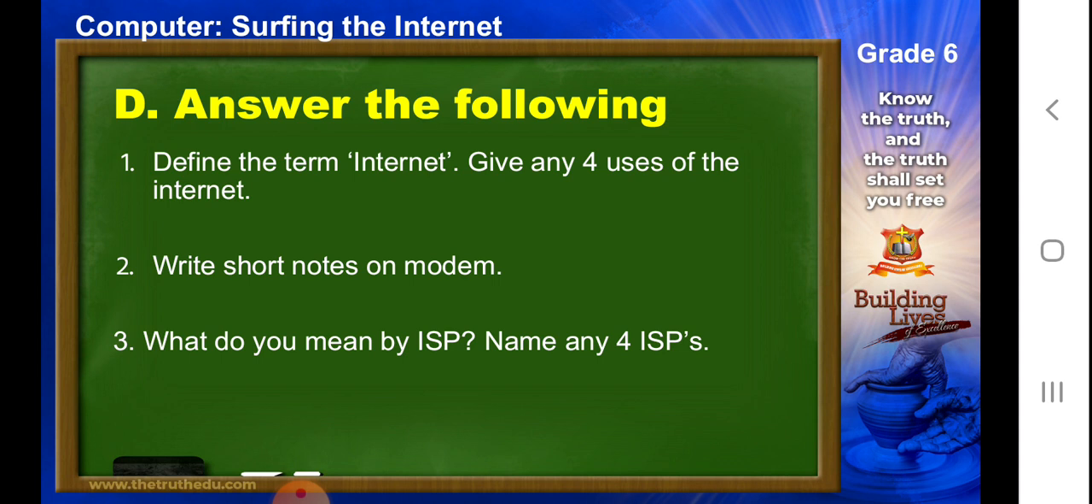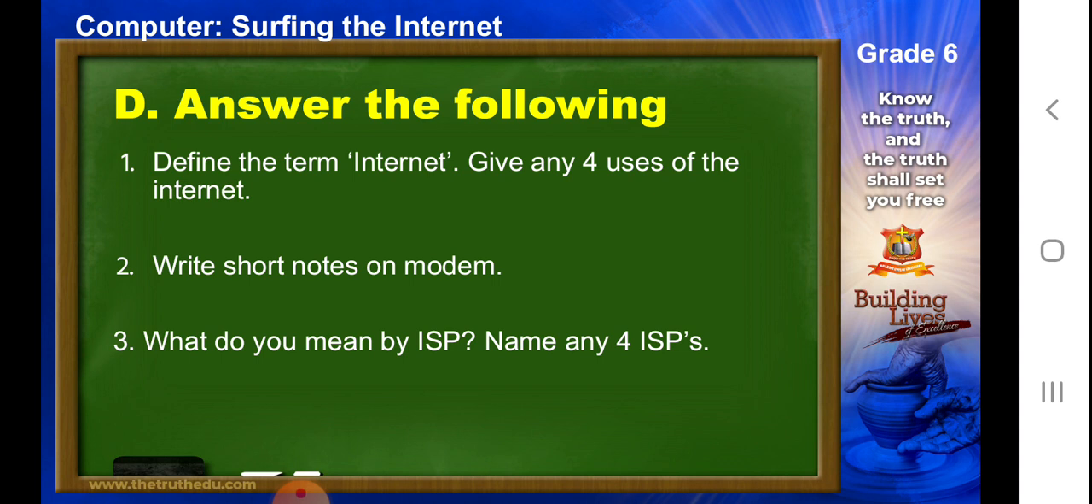Second point, you can mention modem stands for modulator, demodulator, or you can mention it can be internal or external. You can mention an internal modem is fixed inside the computer, whereas an external modem is placed outside the computer. You can mention a modem can be wired or wireless. So there are a variety of points we have here. So anything which you mention here is perfectly fine.